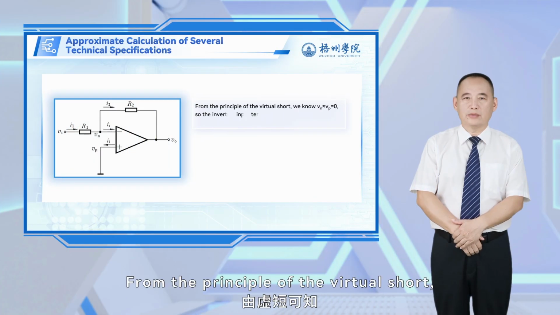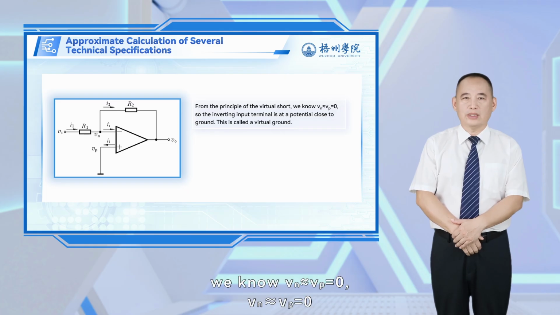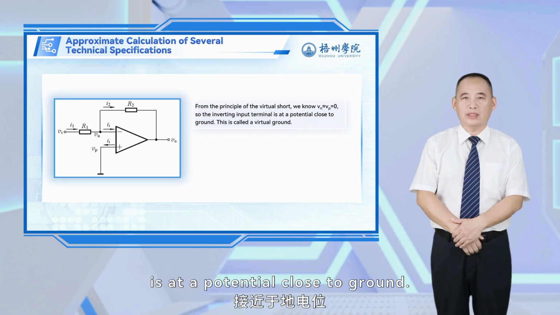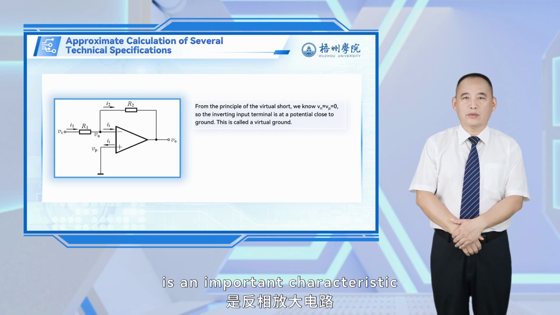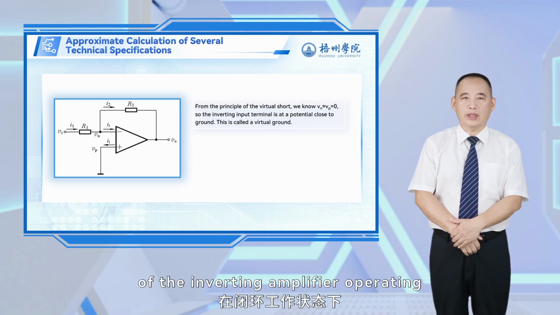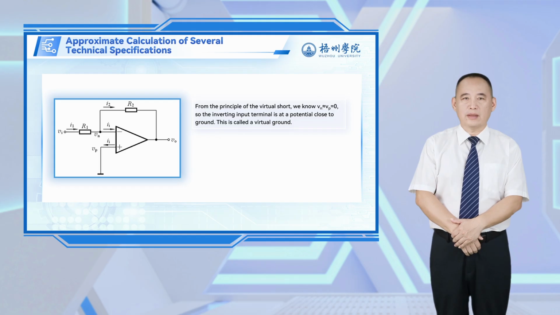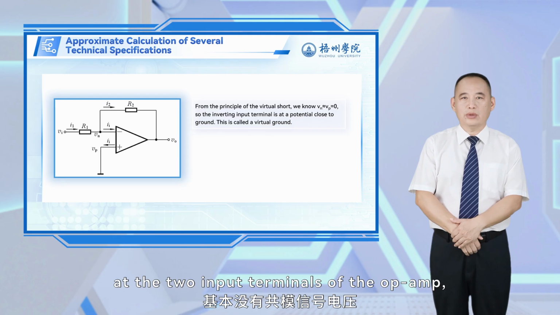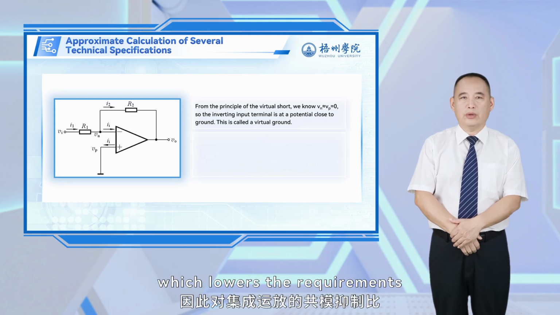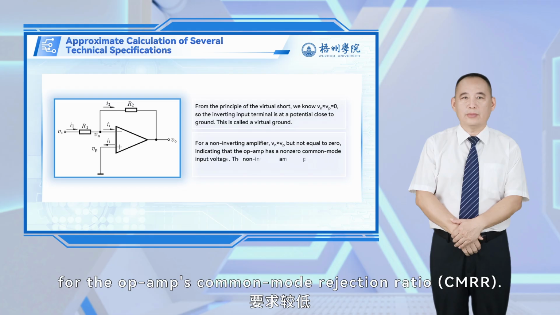From the principle of the virtual short, we know Vn is almost equal to Vp equals 0, so the inverting input terminal is at a potential close to ground. This is called a virtual ground. The existence of the virtual ground is an important characteristic of the inverting amplifier operating in a closed-loop state. It means that there is essentially no common mode voltage at the two input terminals of the op-amp, which lowers the requirements for the op-amp's common mode rejection ratio, CMRR.